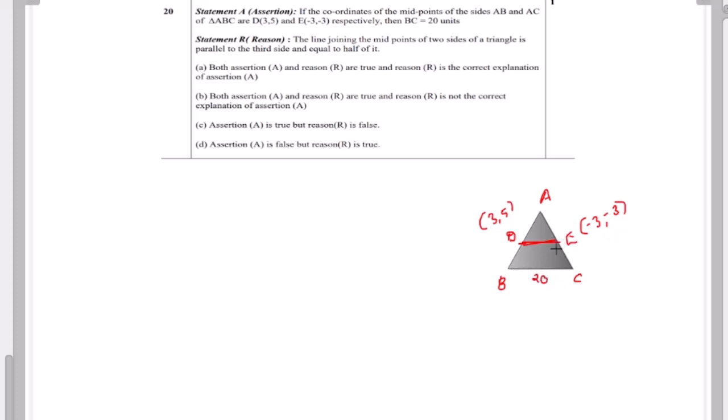So what will be the length of DE? D is the midpoint of AB and E is the midpoint of AC. It is given in the question. Now we will find out the length of DE.